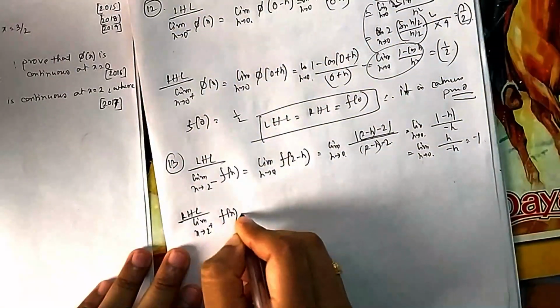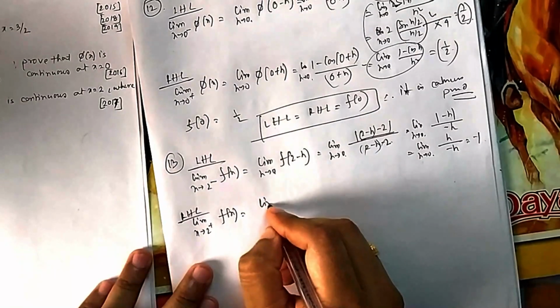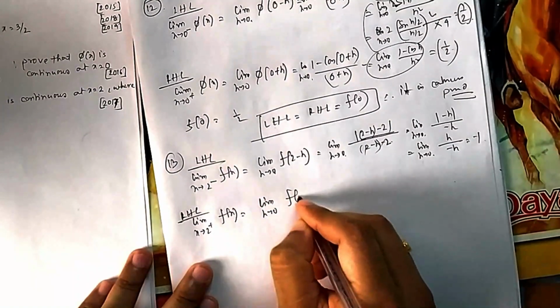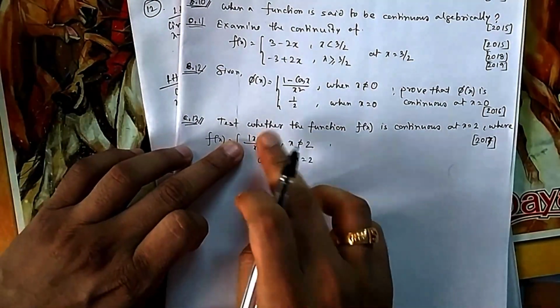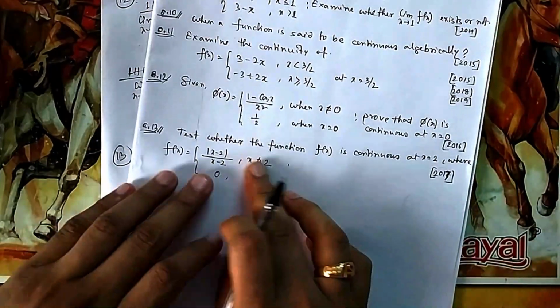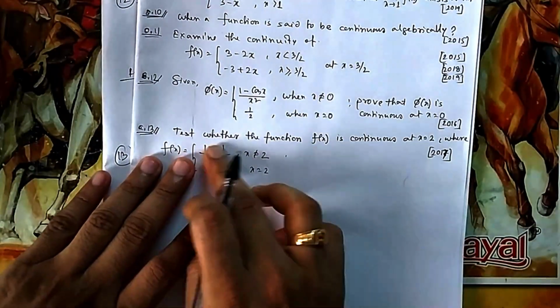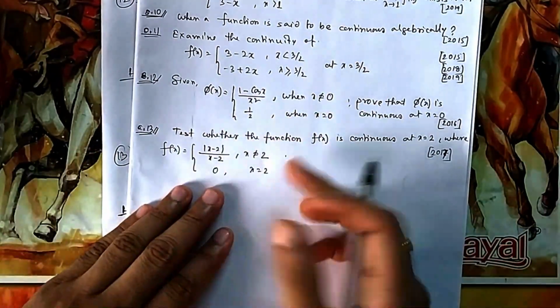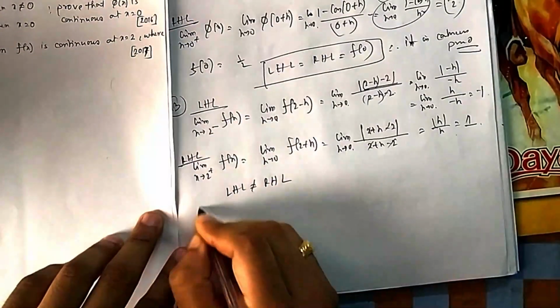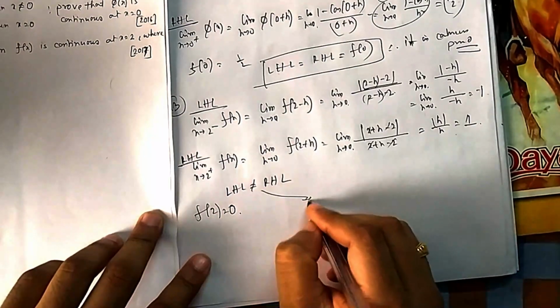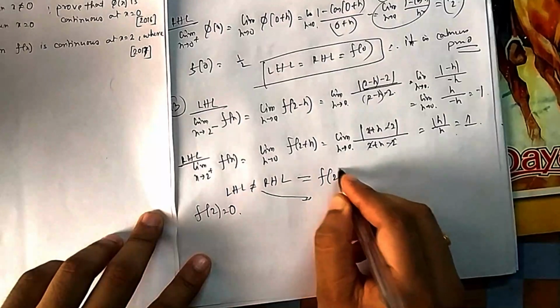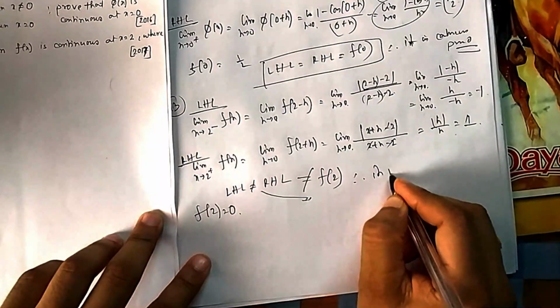So if you go RHL, it is again 2 plus, so it will be limit h tends to 0 of f of 2 plus h. So for greater than 2, again that will be not equal to 2, we will be using this one. For less than also this one, greater than also this one, because if it is not equal to 2, then they ask you to use this one. So for greater than and smaller than, both these cases it is not 2, that's why I am using this one. You can also calculate f(2), which is equal to 0. So LHL is not equal to RHL, not equal to f(2), therefore it is not continuous.